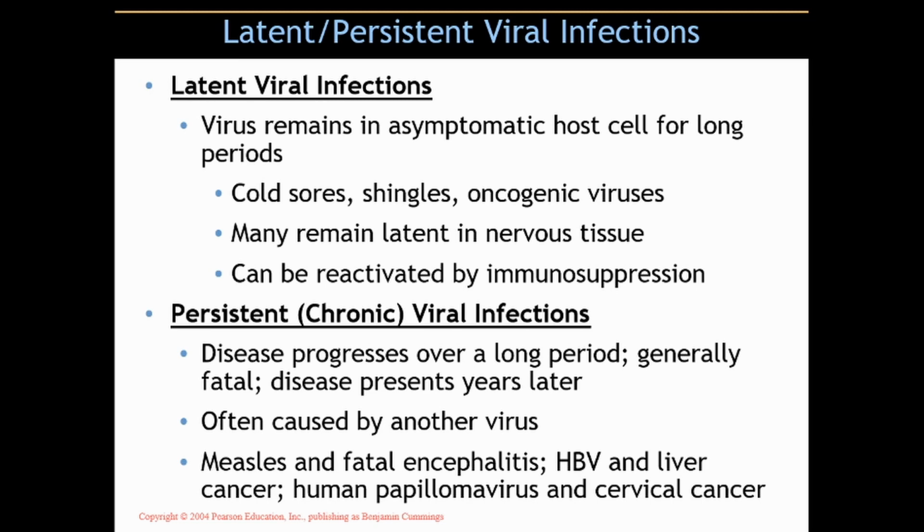Persistent, or what we would call chronic viral infections. So disease progresses over a long period, generally fatal, and the disease presents typically years after the initial viral infection, often caused by another virus that will lead to it. So, for example, measles and fatal encephalitis. About 1% of all measles cases develop fatal encephalitis decades later in life, where the brain starts to swell uncontrollably and it's fatal.